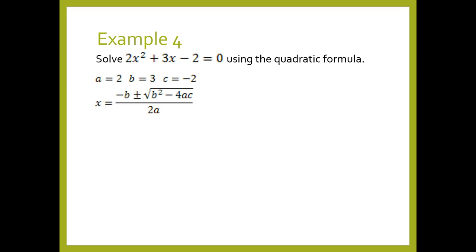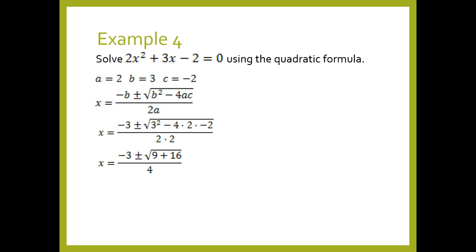There it is. So we're going to plug everything in, so that becomes negative 3 plus or minus the square root of 3 squared minus 4 times 2 times negative 2, and all that's over 2 times 2. X is equal to negative 3 plus or minus the square root of 9 plus 16 over 4. So x is equal to negative 3 plus or minus the square root of 25 over 4.